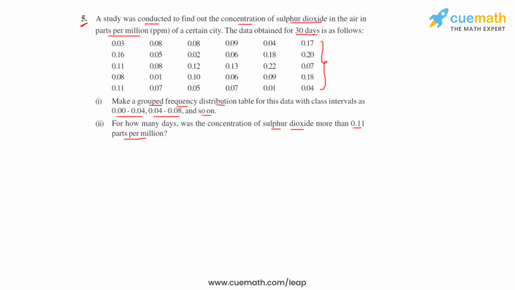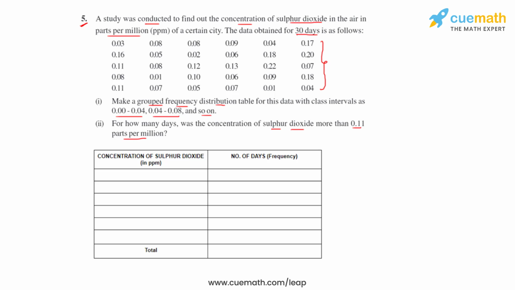per million. We will draw first a grouped frequency distribution table. So we start with the class intervals as 0.00 to 0.04 as given in the question, and with a class size of 0.04 we construct the other classes as well. Now that we have constructed the various classes, let's find the frequencies associated with each of the classes. So for the first class we get the frequency as 4, for the next one 9, for the next one 9 again, for the next one 2, then 4 and then 2.